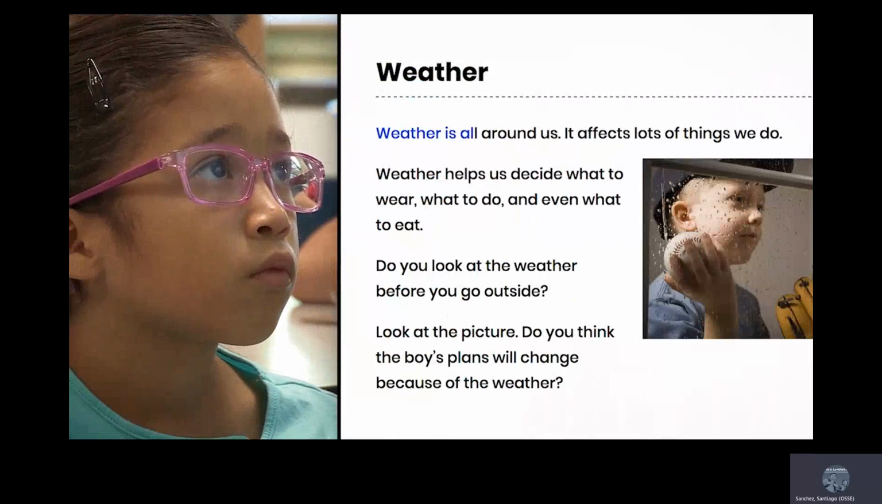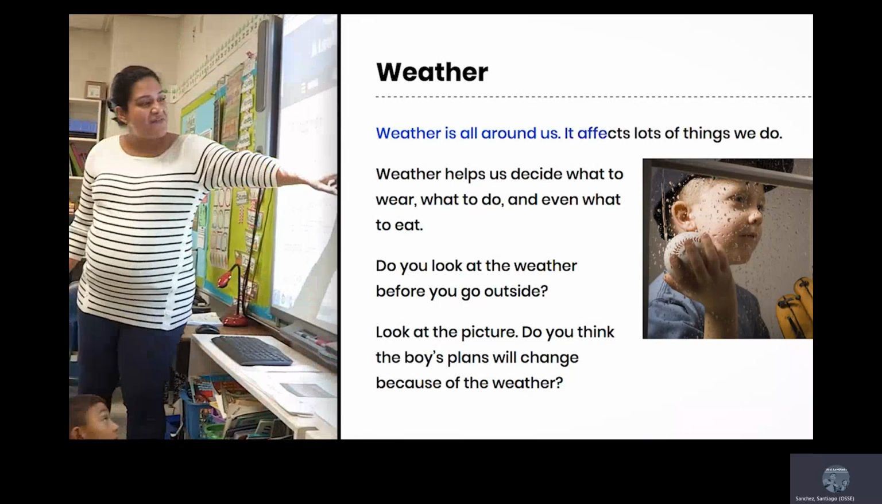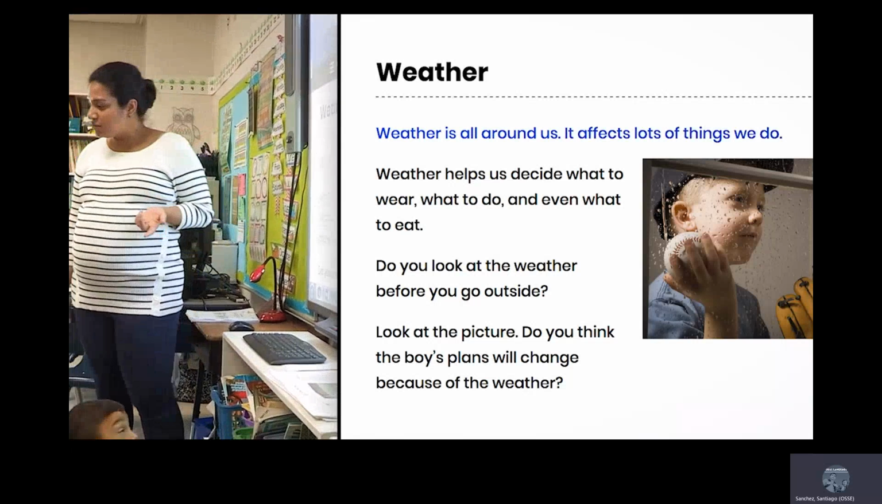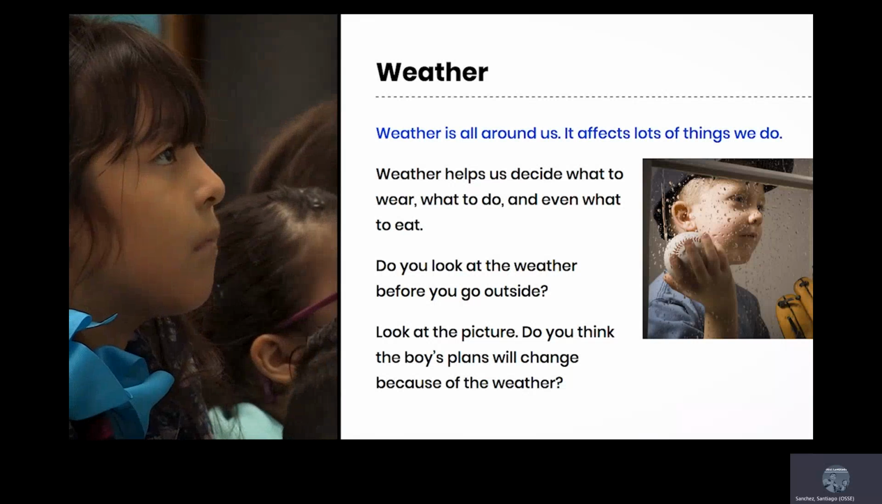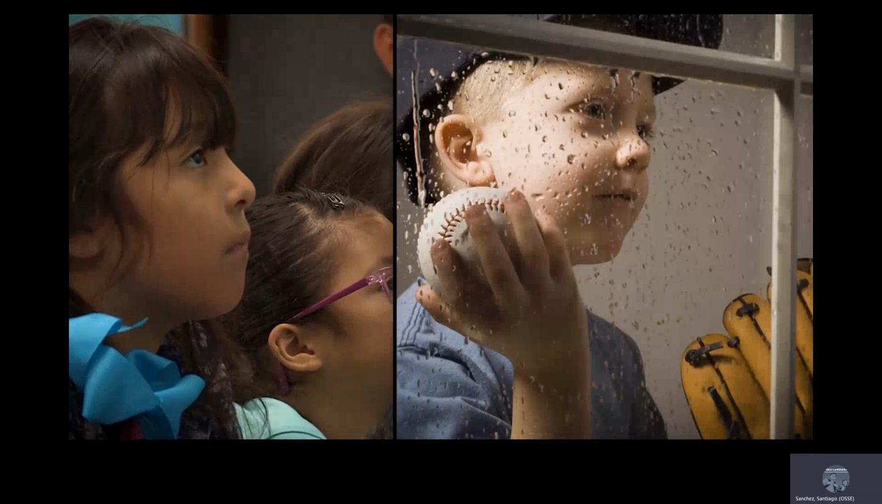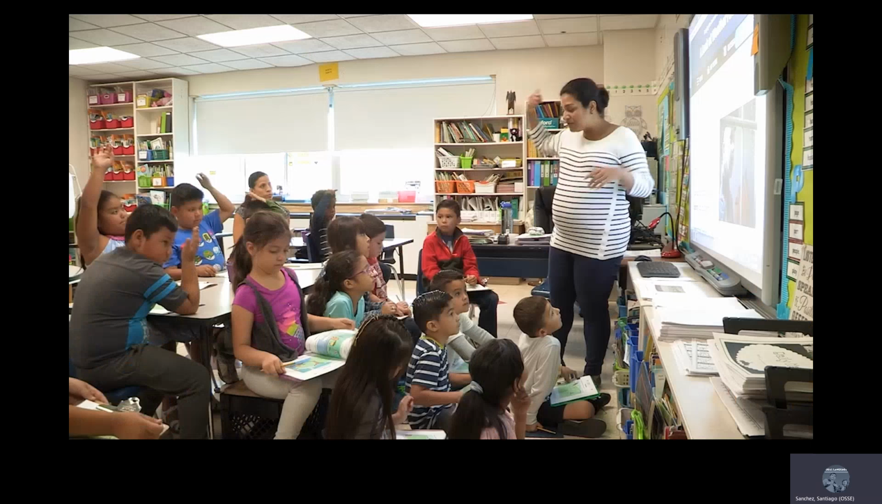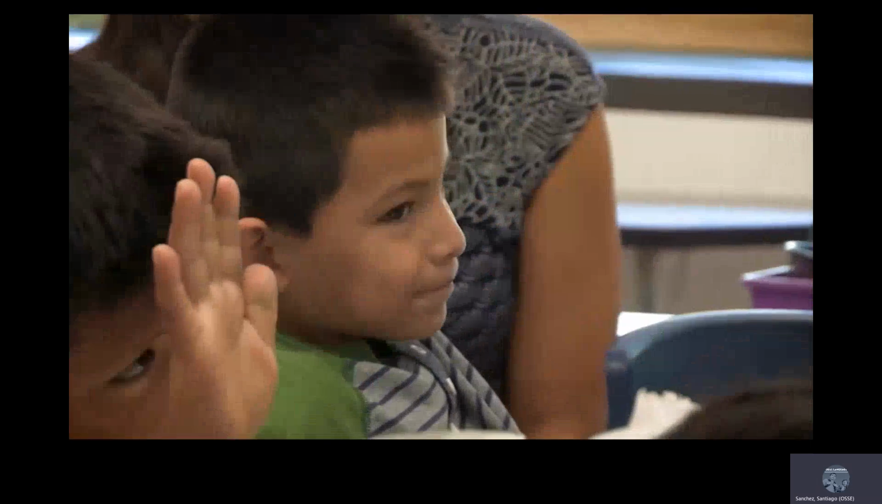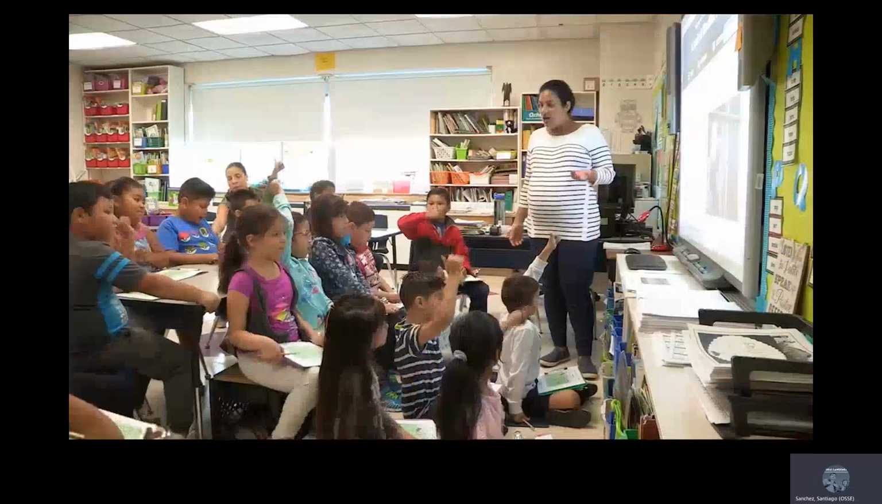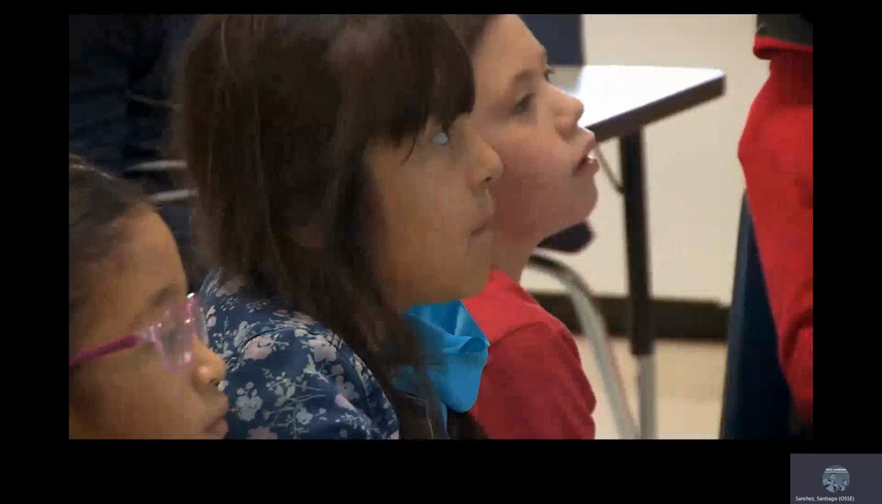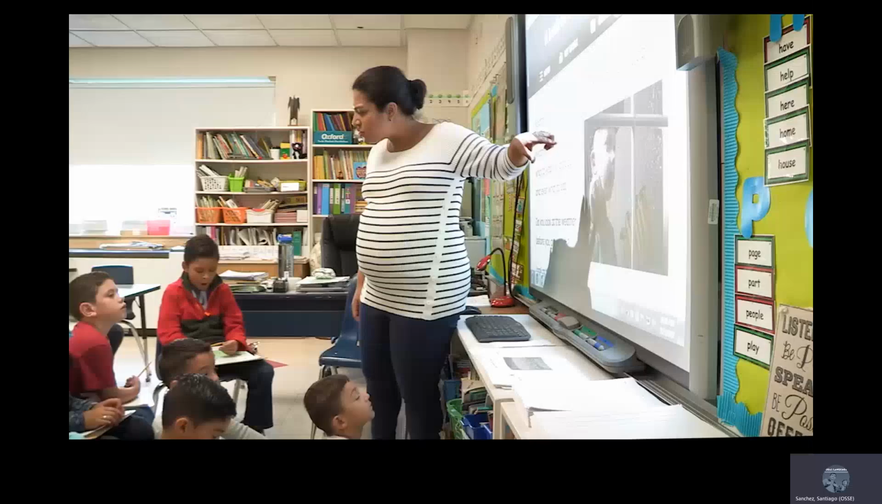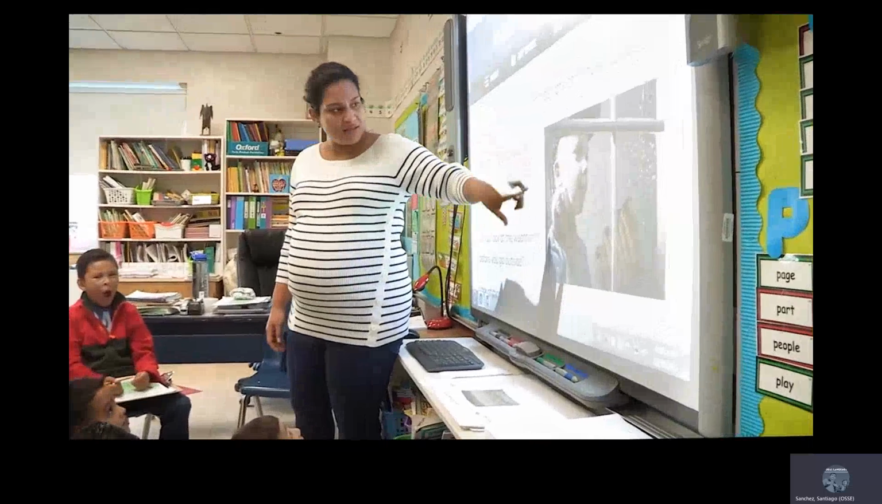Weather is all around us. It affects lots of things we do, right? So can you guys look at the picture? If you see some weather in this picture, give me a quick thumbs up. Leo, what do you see? Rain. Leo sees rain. Do you guys agree? How is the rain affecting this little boy?